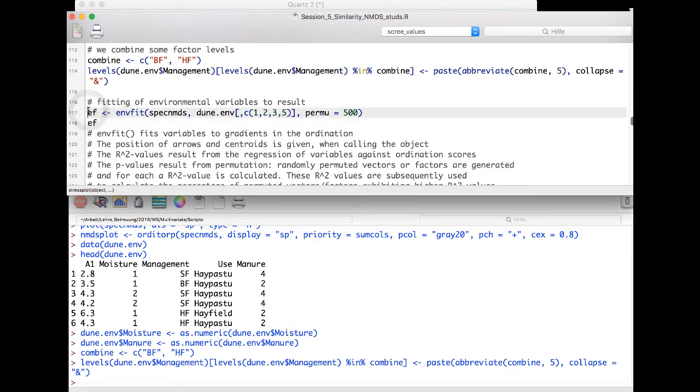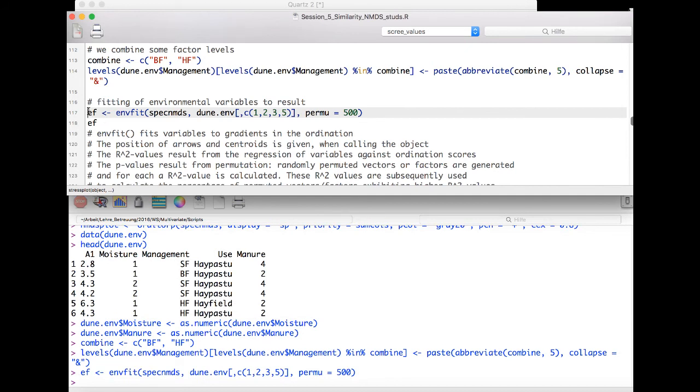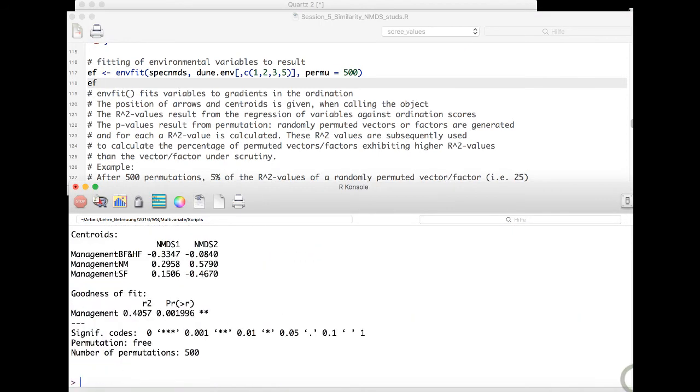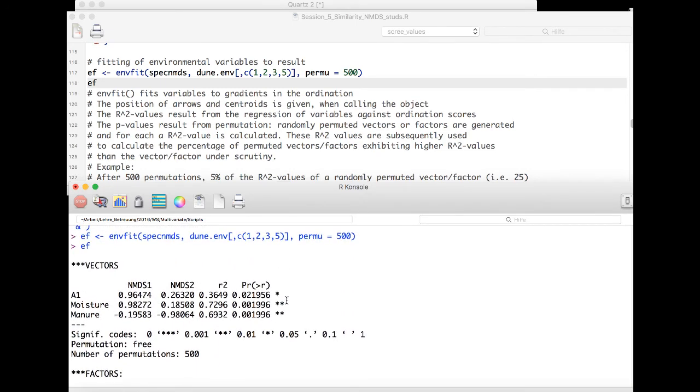And then we use the environmental fitting algorithm and fit the environmental variables to this data set. So what is basically done, this algorithm checks for correlations between ordination distances and the environmental variables. When you call this algorithm, you obtain information on the vectors and the relationship between the different NMDS axes, and the R square provides the results from the regression of variables against the ordination scores, and then the p-value, whether this is statistically significant.